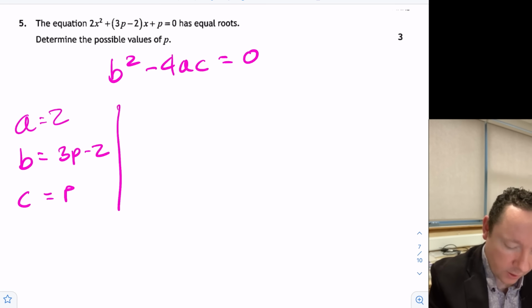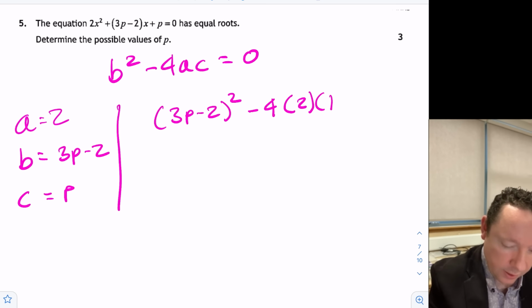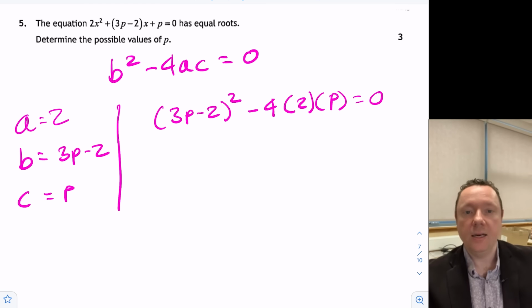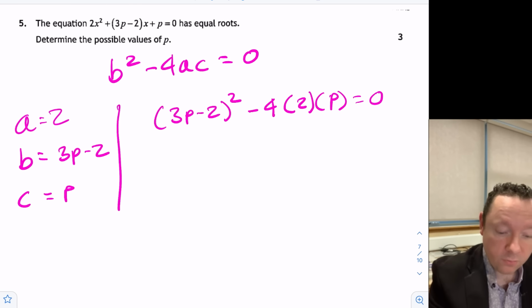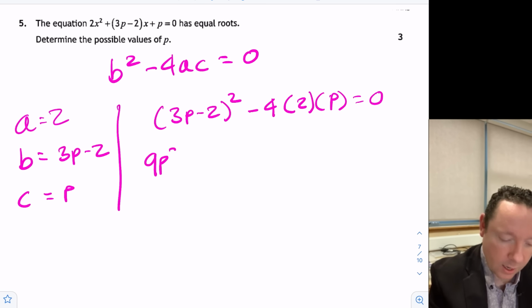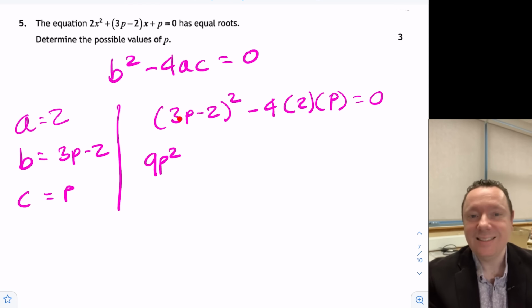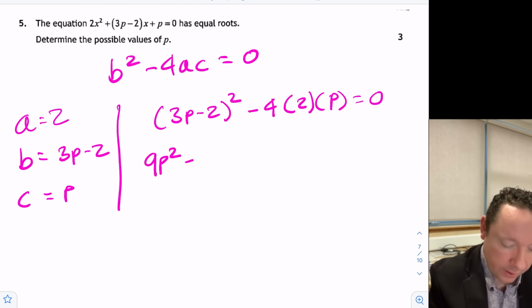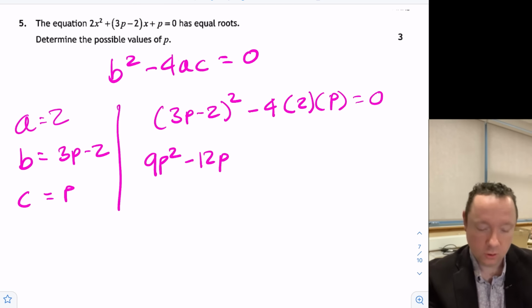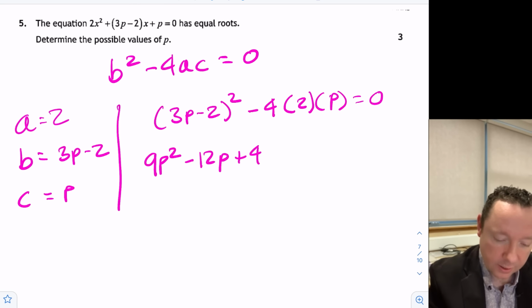So we can do b squared minus 4ac: (3p minus 2) squared minus 4 times 2 times p equals 0. So we need to expand the double bracket. The quick way with a square bracket is square the first. 3p is 9p squared. Twice them times together. So 2 3s are 6. Times 2 is 12. So you get minus 12p. And then square the last. 2 2s are 4. So that's our first bracket. Then minus 4 times 2 is 8 times p is minus 8p equals 0.